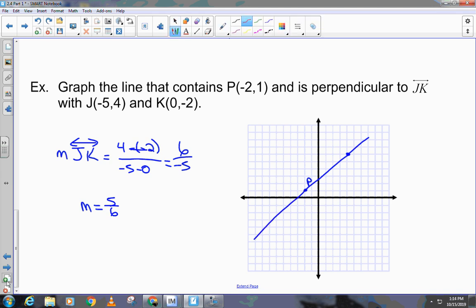Now, it didn't say that I had to draw JK, but if you wanted to double check and make sure you were working right, you could plot those 2 points. There's J, and K is located at 0, negative 2, and you can see that those lines are perpendicular to each other. Okay? What if they wanted it to be parallel? You'd use the same slope, right? But since it said perpendicular, you want the slopes to be opposite reciprocals.